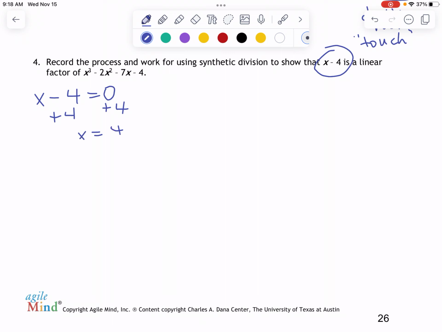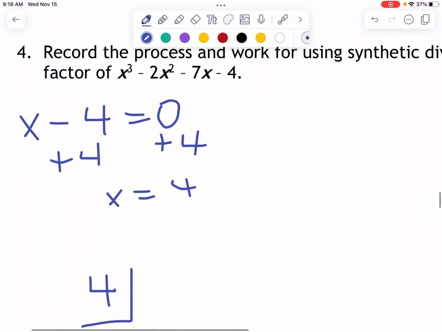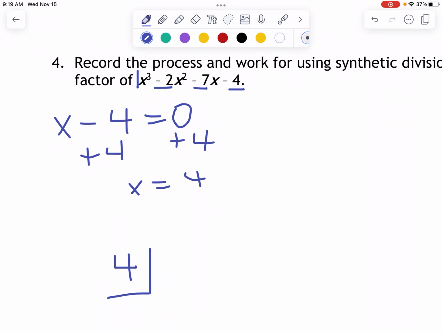Now that I know that, I'm going to set up my synthetic division. I'm going to put 4 in this little box in the upper left-hand corner. Then I'm going to take a look at all my coefficients. I have a 1x cubed, a negative 2x squared, a negative 7, and a negative 4. I'm going to ignore all the variables. It looks like I'm not missing anything. It's going x cubed, x squared, x, and then my constant, so I'm not missing anything.